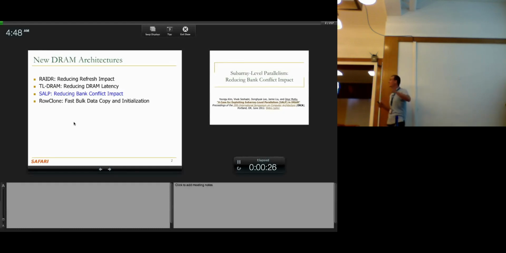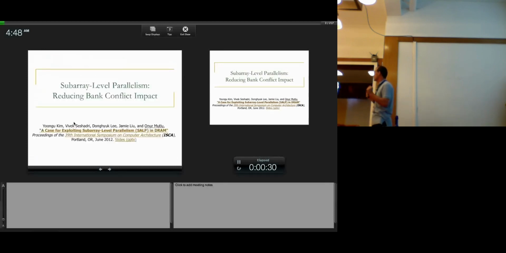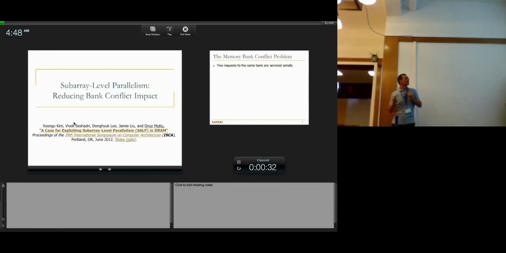And both are taking advantage of the underlying microarchitecture in which DRAM is designed today. Actually, I'm surprised people have not looked at some of these issues before. Mainly, the problem has been the cost in DRAM, but I think going forward, some of these approaches are relatively low cost, in my opinion, and maybe you can develop even more low-cost approaches that can do other things in DRAM. So the first thing I'll talk about is subarray level parallelism.